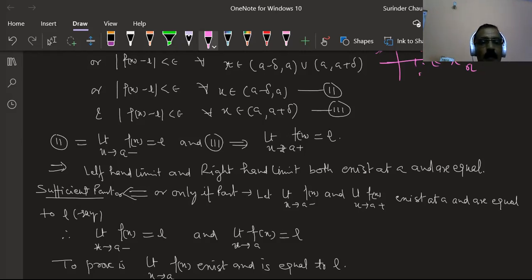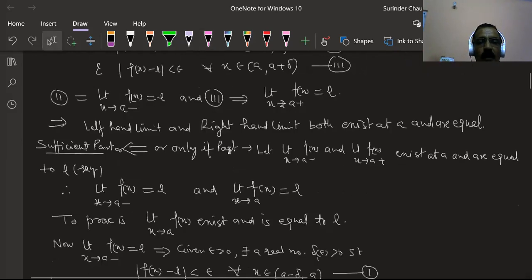Now, the sufficient condition. This is a necessary and sufficient condition; the reverse direction is the 'only if' condition. In the sufficient part, we suppose that the limit as x approaches a from the negative side of f(x) and the limit as x approaches a from the positive side of f(x) both exist at a and equal L, say. Suppose that the left limit and right limit of the function f, in the left neighborhood and right neighborhood, both exist and equal L.